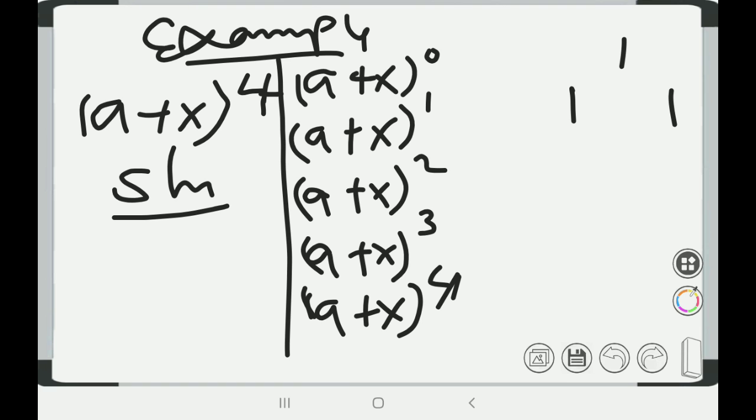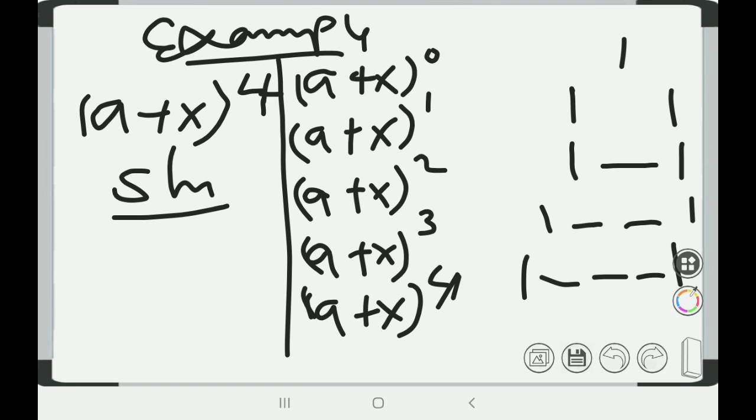Then if you say raised to 2, you should have 3 terms. So 1, a middle one, and the last one, which should always be 1. If you see this raised to 3, you should have 4 terms. So this is 1, 2, 3, 4. If you see this raised to 4, you should have 5 terms. So 1, 2, 3, 4, 5. 5 is the last one.